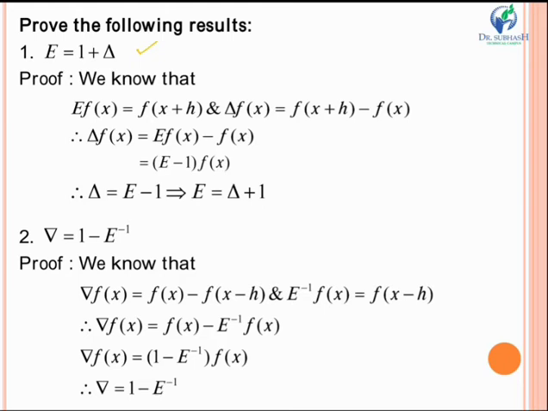Now we know the formula for E. What is the formula for E? E raised to n f(x) equal to f(x + nh). Okay, we will use this here. And we also know the formula for delta. Delta f(x) equal to f(x + h) minus f(x). We have to prove LHS equal to RHS. Now let us start here from delta. Now we will take delta on both the sides of this, f(x + h) minus f(x).